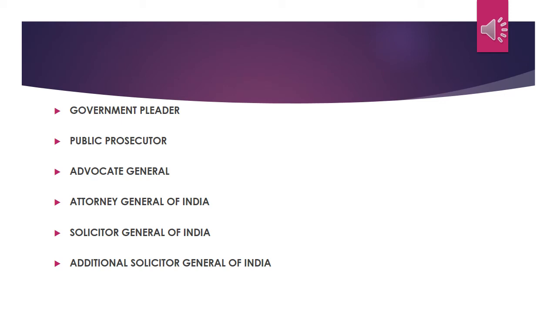Then comes our main person, the Attorney General of India. The Attorney General of India, the AGI, is the first or highest law officer of India. He is not a public government servant, but in order to become Attorney General of India, you must be qualified to be appointed as a judge of the Supreme Court.